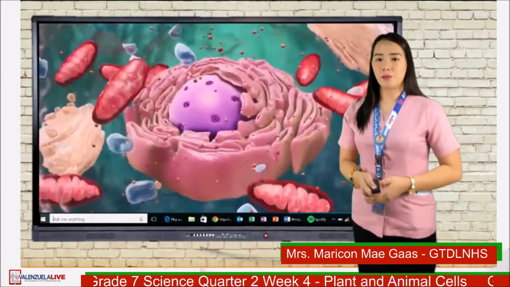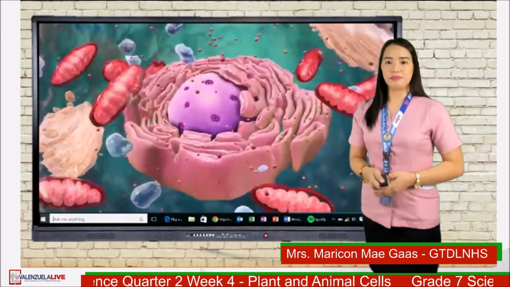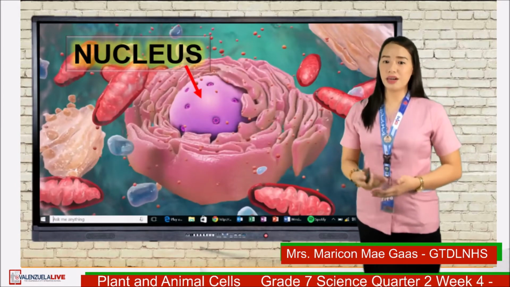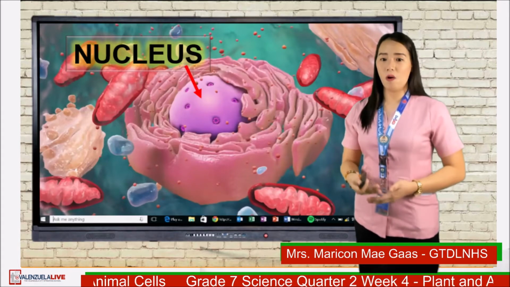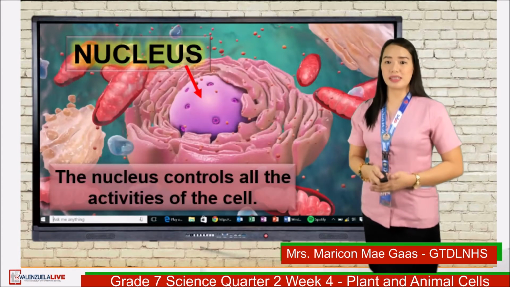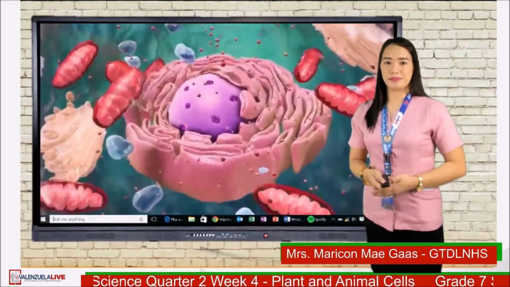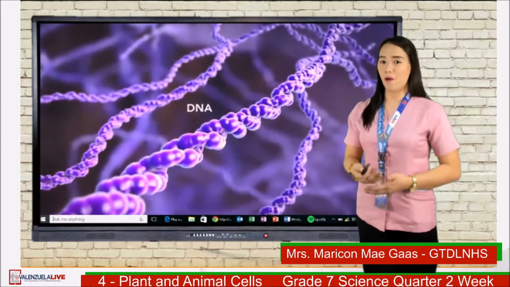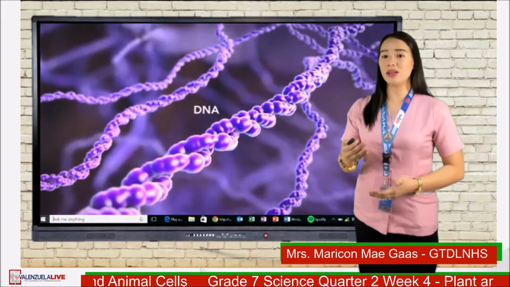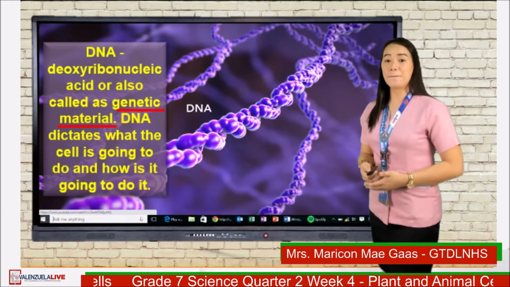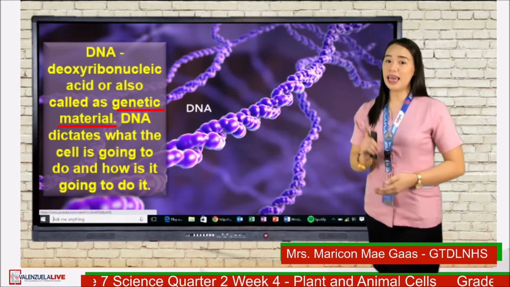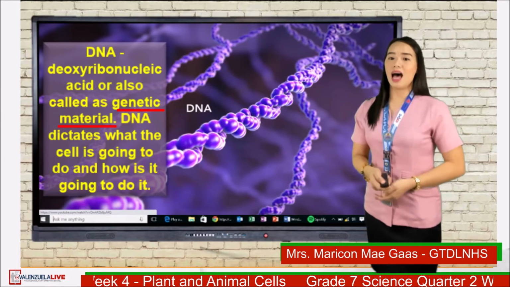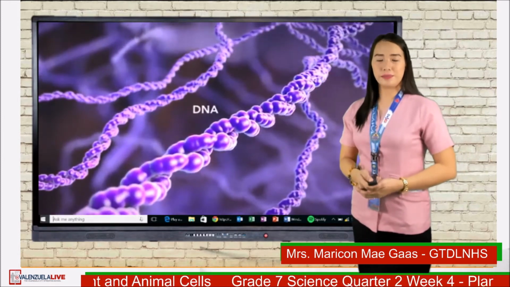Now let's start with the nucleus. The nucleus is the control center, or the nucleus controls all the activities of the cell. It contains deoxyribonucleic acid, or DNA, also called genetic material. DNA dictates what the cell is going to do, and how it is going to do it.